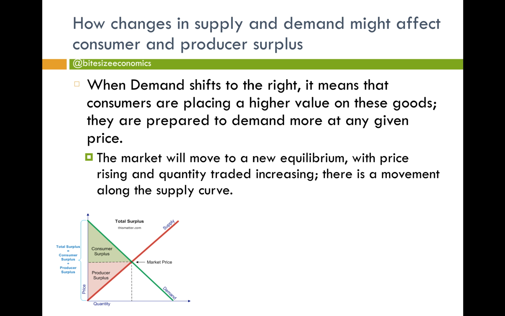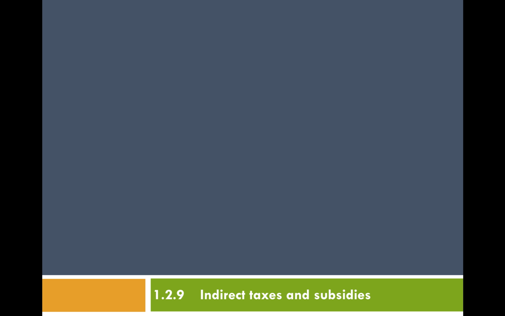So that's what's summarised here. When demand shifts to the right, it means that consumers are placing a higher value on these goods. They're prepared to demand more at any given price. The market will move to a new equilibrium with price rising and quantity traded increasing. There is a movement along the supply curve.